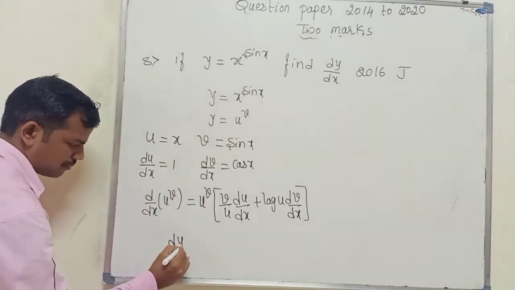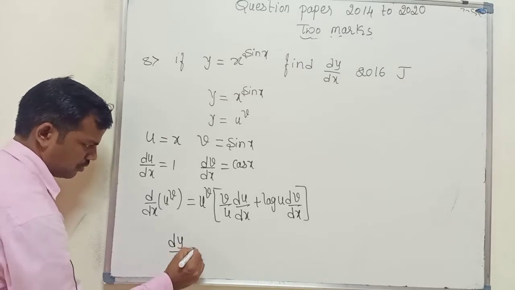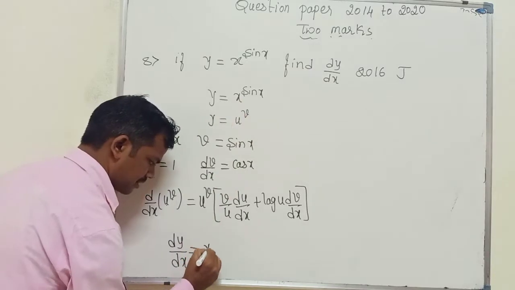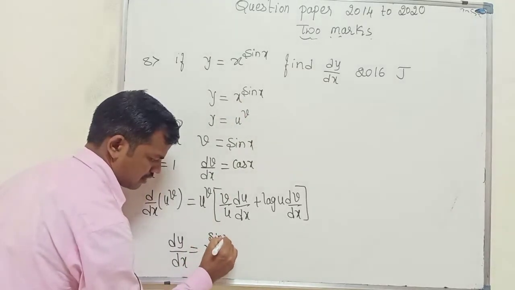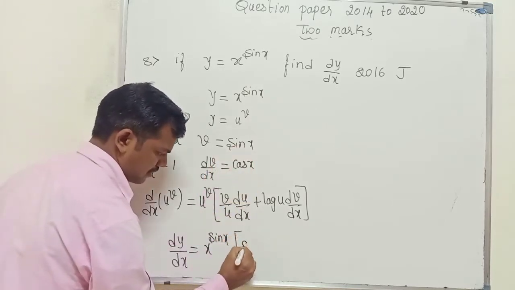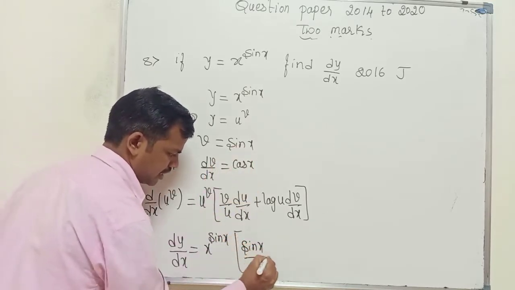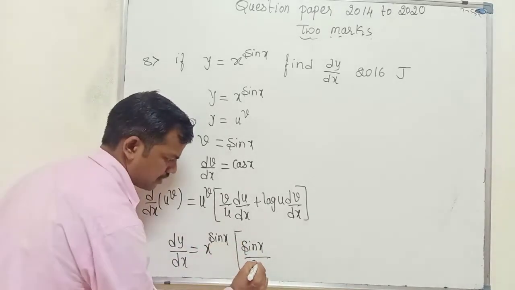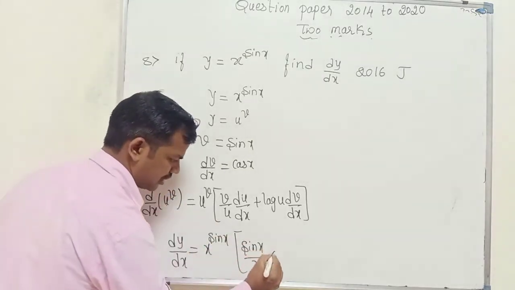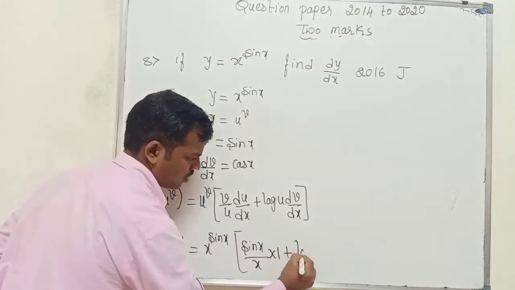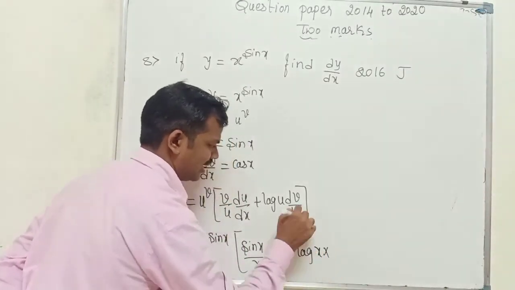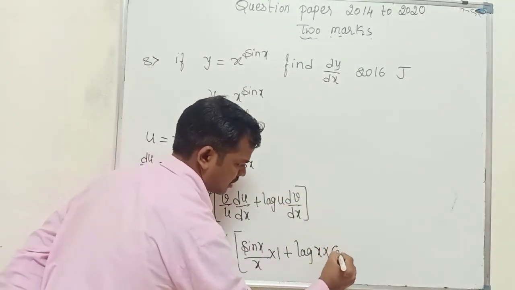So then dy by dx is equal to u raised to v, that is x raised to sin x, into bracket v by u, sin x divided by x, into du by dx, which is 1, plus log u, that is log x, into dv by dx, that is cos x.